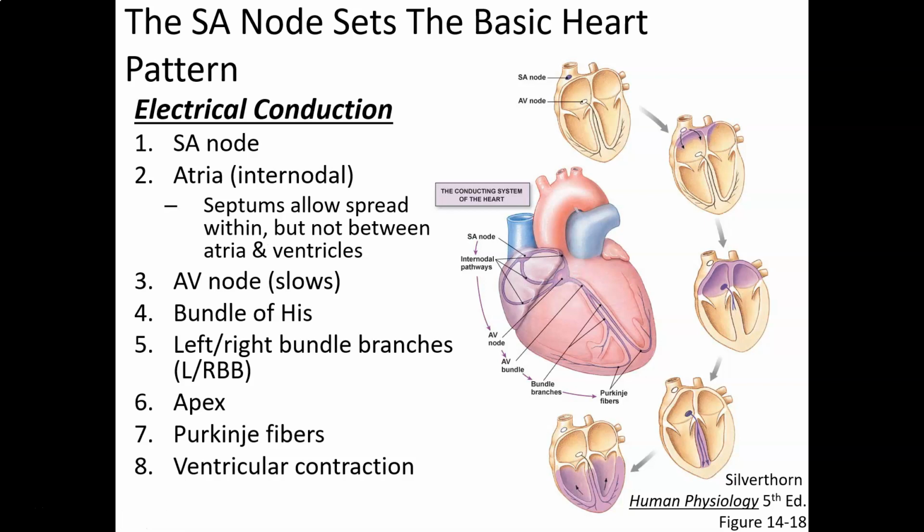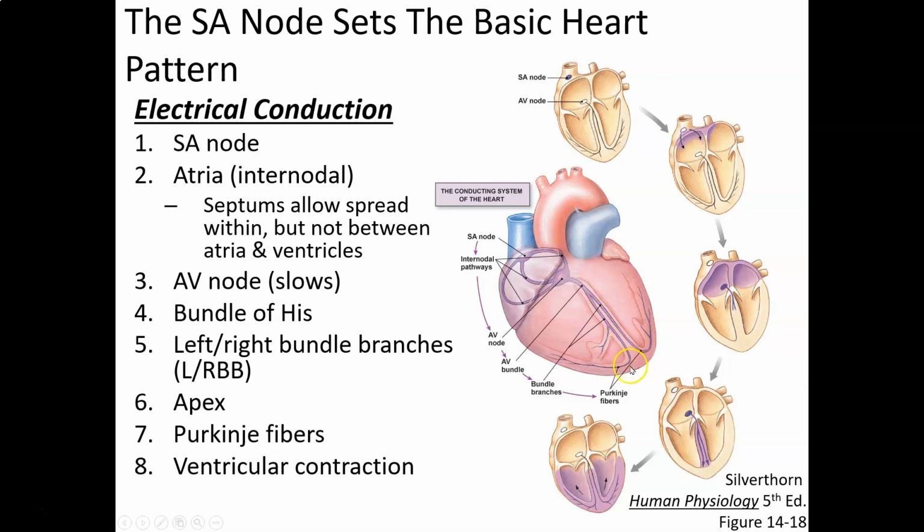The electrical conduction, just in a nutshell, we're not going to worry about it in lab. We'll cover it in lecture a lot more, but as a reminder, the normal circumstance is the SA node generates an action potential that travels through the atria, that gets picked up by the AV node. The AV node then transfers it to the bundle of His. The bundle of His branches off into the left and right bundle branches.